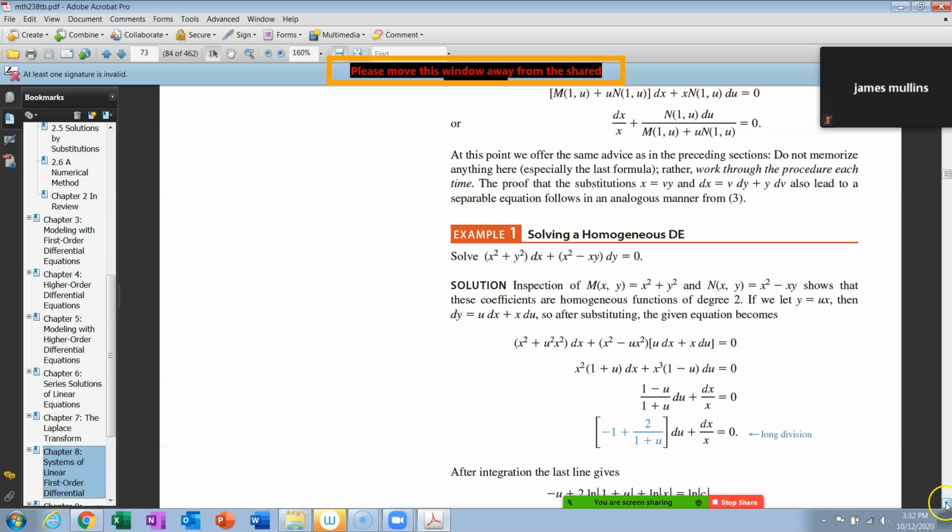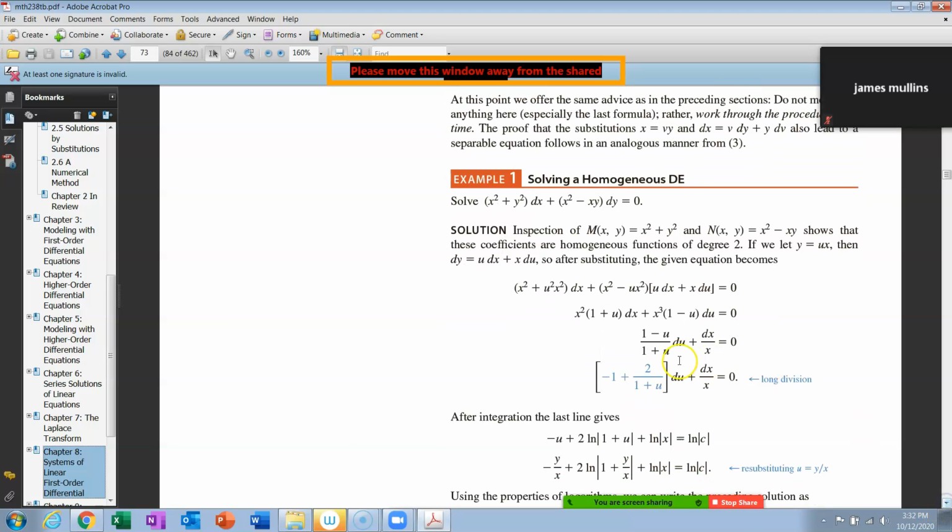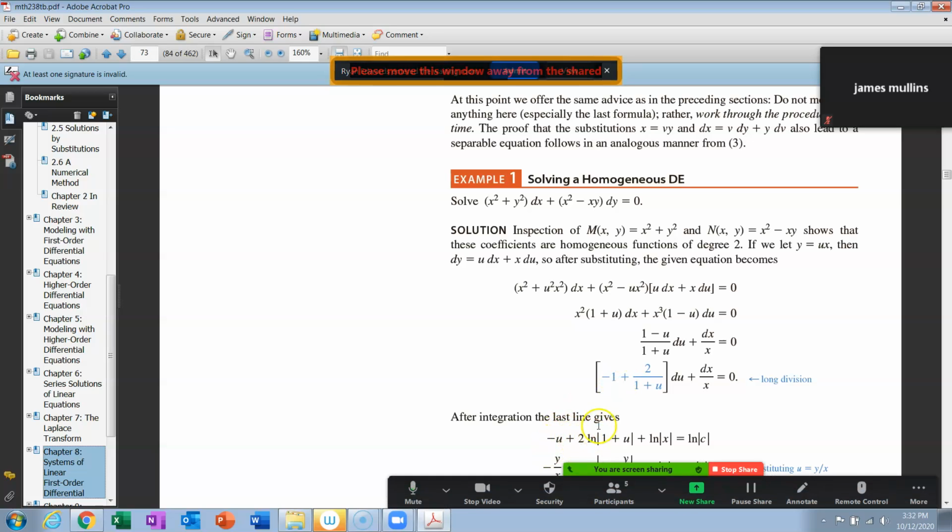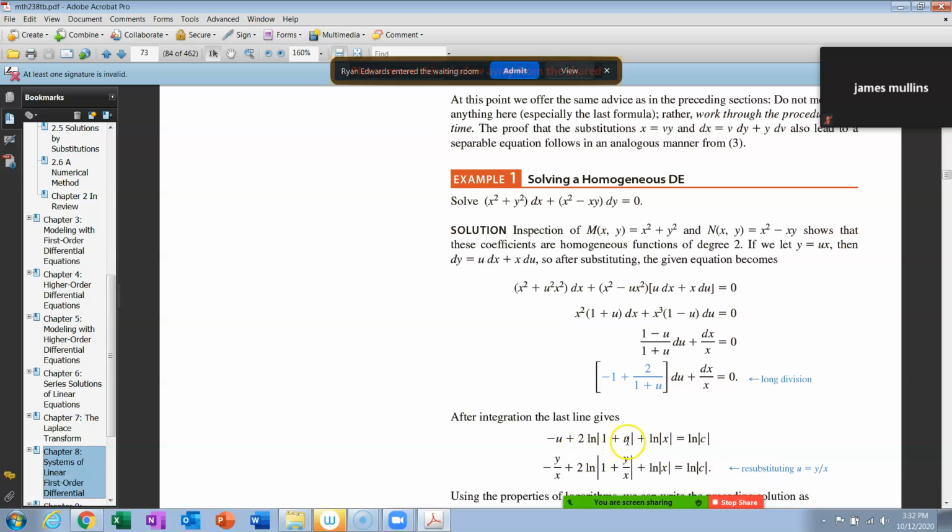But anyway, when you integrate this, you get a minus u, and you integrate this, you get a plus 2 log of 1 plus u, and then here you get a log of x, and here you get a log of a constant. Okay, now where did that come from? Well, you wind up with a constant. When you integrate 0, you get a constant. Antiderivative of 0 is a constant. But rather than write it as a constant, they wrote log c, which we had done too.